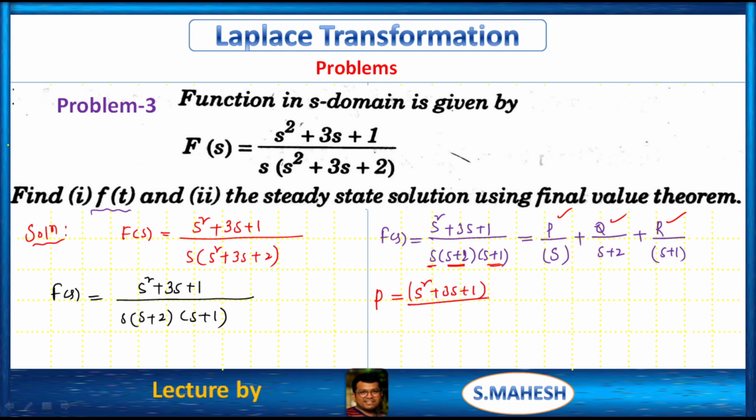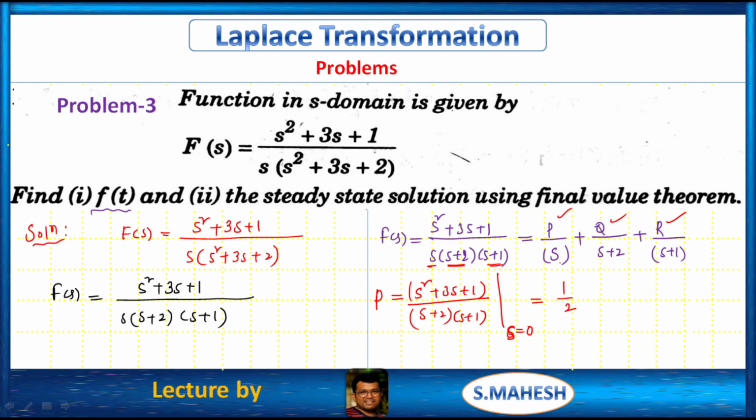To get p, which is p by s, there is no term of s in this equation. Simply we have s plus 2 into s plus 1 when s is equal to 0, because s is present under this p by s. When s is equal to 0, we simply have 1 by 2, right? So p is equal to 1 by 2.